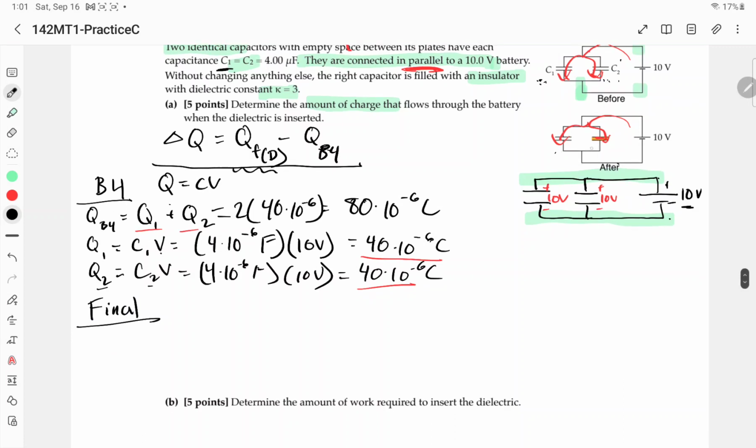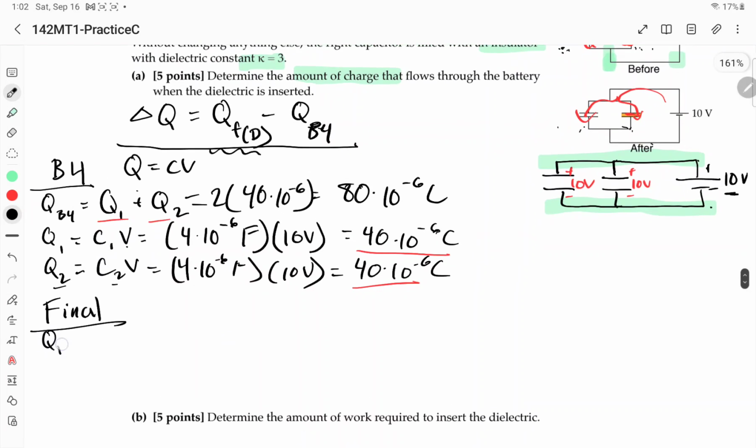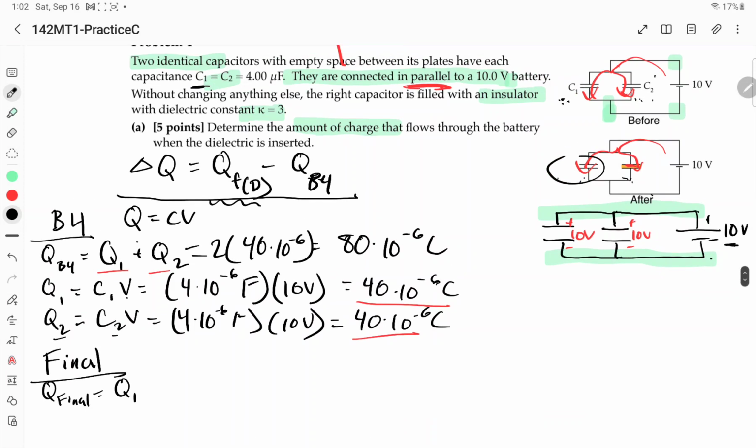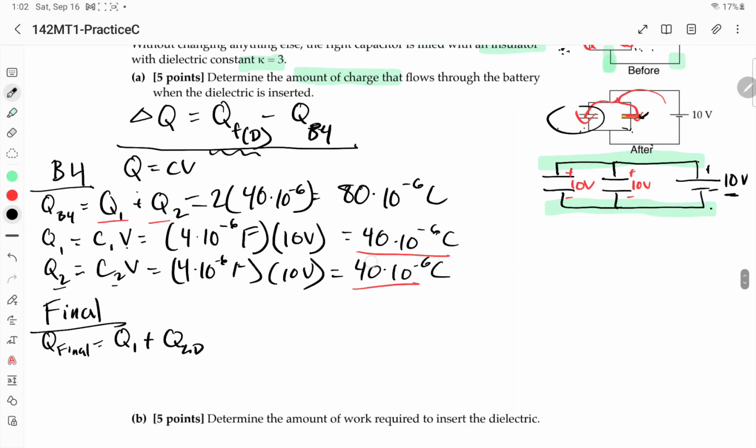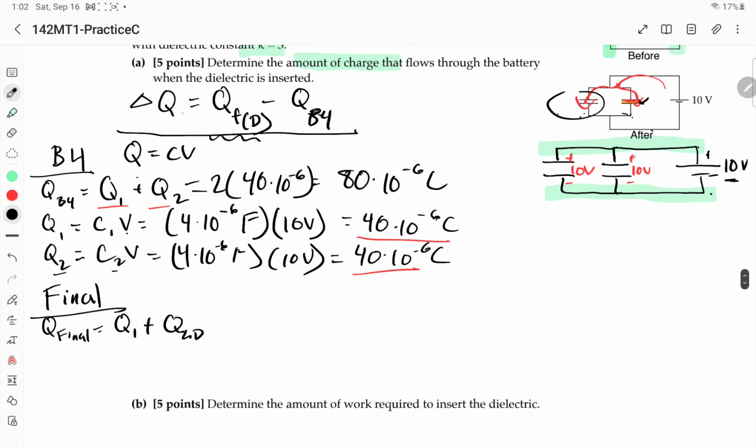So we have final. And just like before, we have two things contributing to the final charge. We have the charge from capacitor 1 and capacitor 2. So really, our Q final is equal to Q1. Well, this is just regular Q1 because there's nothing in there. Plus, now we have a Q from 2, but this is with a dielectric. Sorry, not with a dielectric, with an insulator inside there. And this is our Q final that we need for this point right here.